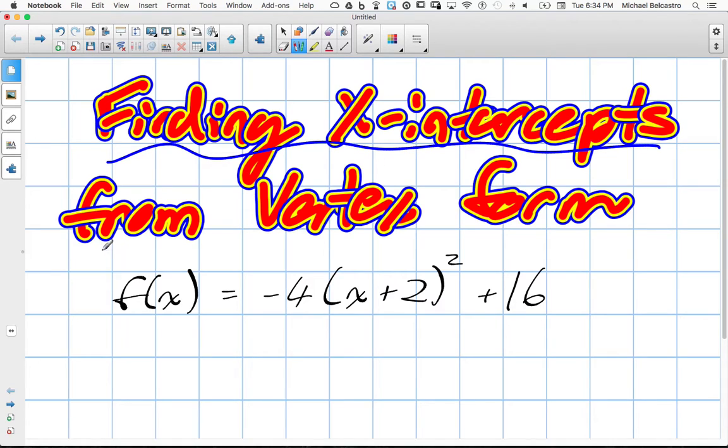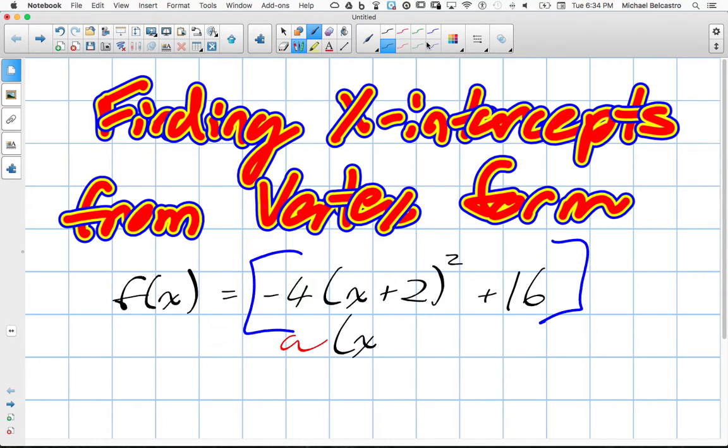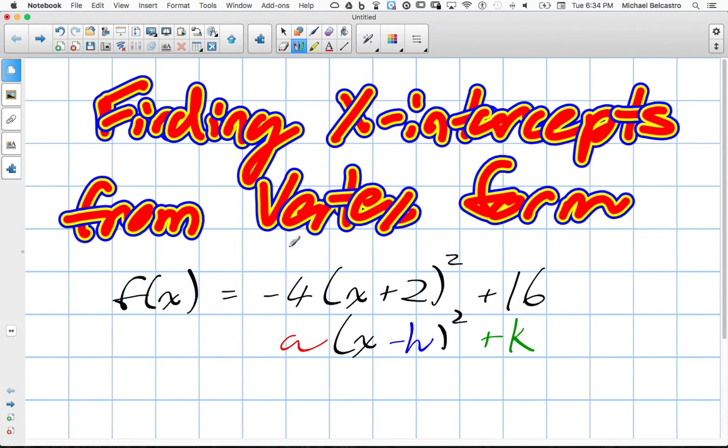So we're finding x-intercepts from the vertex form. So the very first thing, we actually have to prove that we're in the vertex form. And if you remember, the vertex form is usually written as (x minus h) squared plus k, right? And the vertex form is really handy because it helps you find the vertex. The h and the k value are the vertex. So we know our vertex is actually (-2, 16).